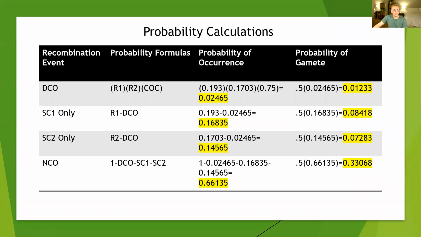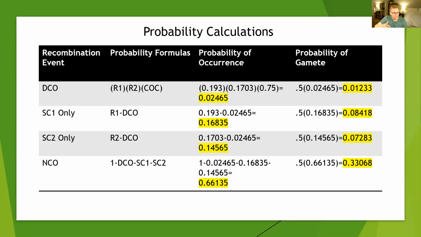And we're going to do some probability calculations now. So to get a double crossover, we're going to multiply region 1, region 2, and the coefficient of coincidence. Now in our example, in Morgans, that's going to be 0.193, 0.1703, and 0.75. Now, because there are 2 chromosomes and 2 chances for that double crossover event to occur, we have to multiply by 0.5 to get the gamete.